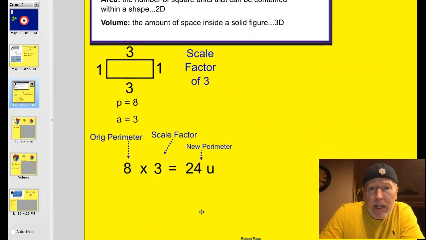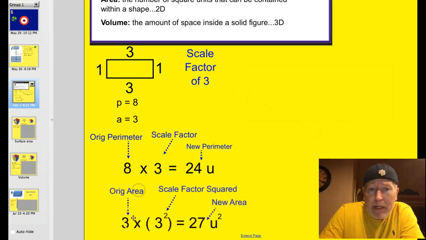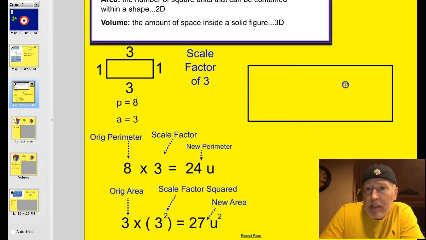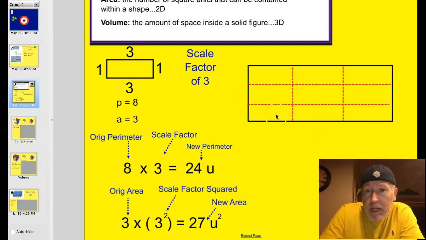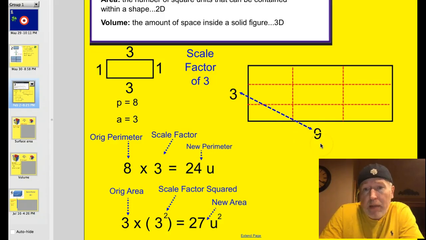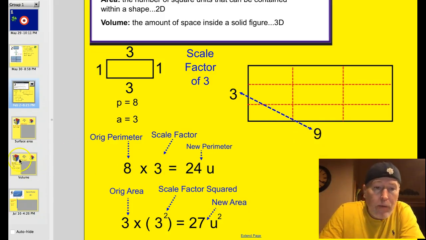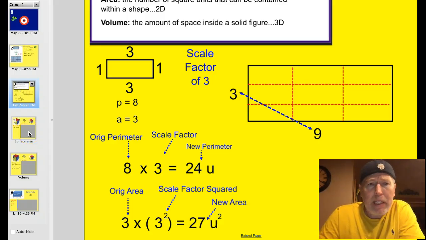We can use the scale factor for the area too. Pop it in. The original area was 3. We take it times the scale factor squared. Remember, area is two-dimensional, so the scale factor squared. So we have 3 times 3 squared, or 3 times 9, is 27 units squared. And that makes sense. We can take a look at that. Here we would increase the width of it by 3 and the height of it by 3. And our area would be 3 times 9, or 27 units squared, when we were done with that. Kind of cool. We can figure it out mathematically without drawing it.